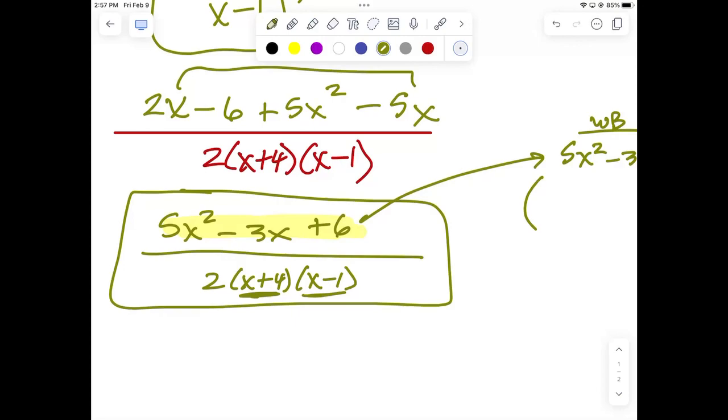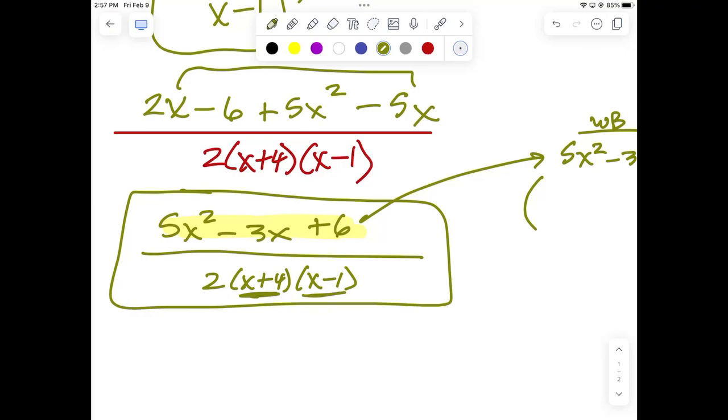Does it even have a shot at being a factor of the top? The answer is no. A lot of you are shaking your head no. Do you know why? Without even trying, we know it's not going to work. Remember the rational root theorem that said any remaining root is going to be a factor of the constant 6 over the leading coefficient 5? Is 4 a factor of 6? It's not. So x plus 4 does not have a shot at being a factor.